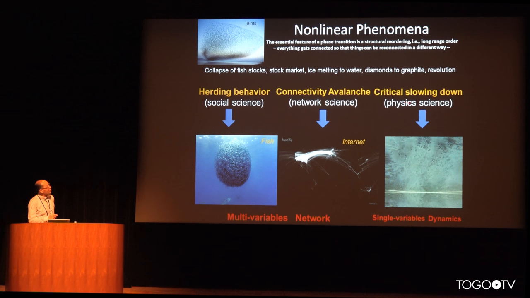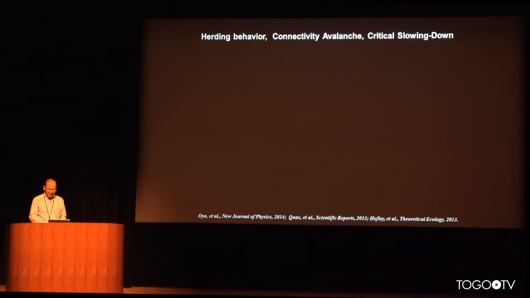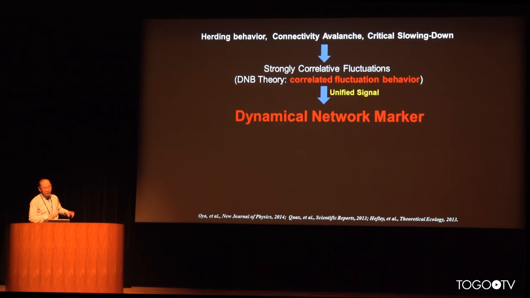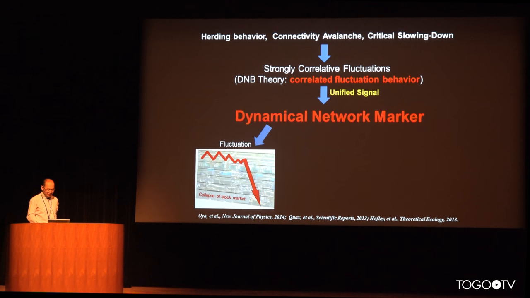For physical science, we have critical slowing down. All these criteria are heuristic, and they don't have a theoretical basis. You can say they only catch one part of the critical state, so they are only one part of our DNB theory, catching only one phenomenon. Actually, as mentioned, a tipping point has three conditions. You have to satisfy all three conditions to make it a quantified critical state.